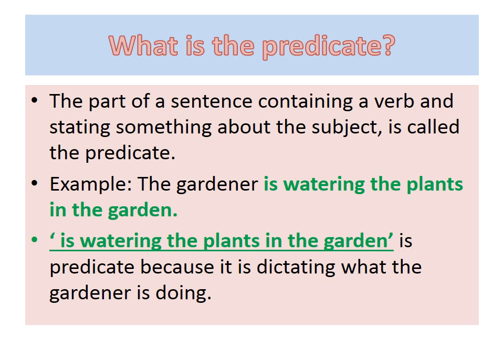Example, the gardener is watering the plants in the garden. Is watering the plants in the garden is the predicate in the sentence because it is telling what the gardener is doing. Students, the gardener is the subject in this sentence.